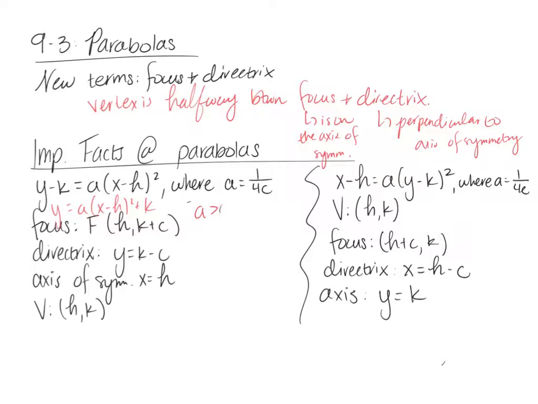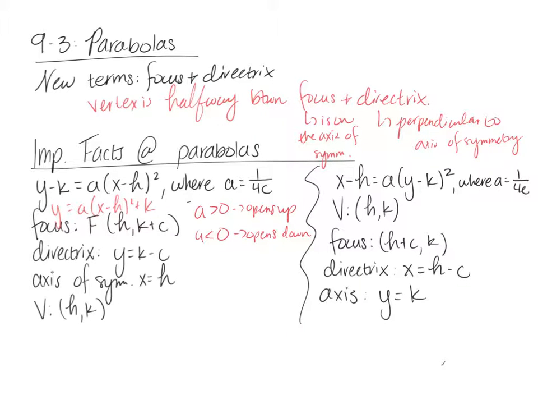If a is greater than 0, opens up. If a is less than 0, opens down. Okay, and a formula for a is given in terms of c, which we use to find the focus and the directrix, both of which formulas are written below. The focus is a point (h, k plus c), okay, so it's the y coordinate of the vertex plus some c, and then the directrix is y equals k minus c.